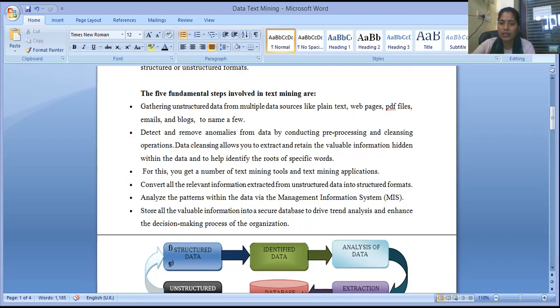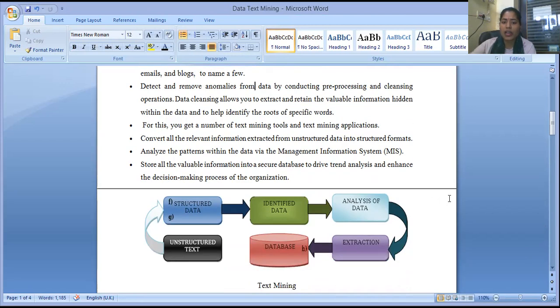There is also some duplicate data, and we are not storing unorganized duplicate data; we want it in a structured format. So we have to remove all of these things. For this, we perform operations known as pre-processing and data cleansing operations, which help to identify the roots and specify the specific words. The next step is to detect and remove anomalies from data by conducting pre-processing and cleansing operations. For this, you will get a number of text mining tools and applications. Now convert all the relevant information.